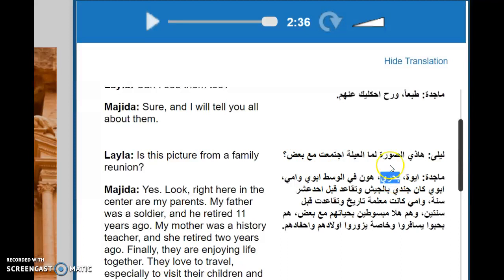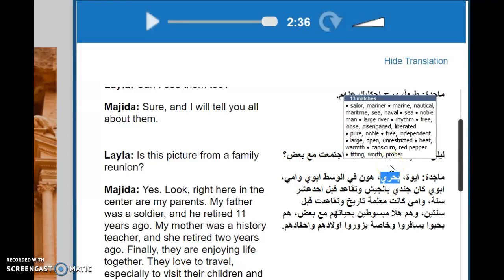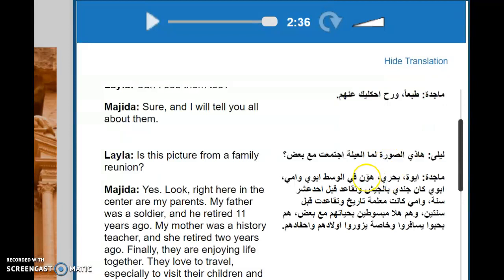Bahri is an imperative, feminine, second person, singular. It's a form 2 verb. It's a dialectical verb. It means to look. So look, here in the middle, أبوي, my father, وأمي, my mother.